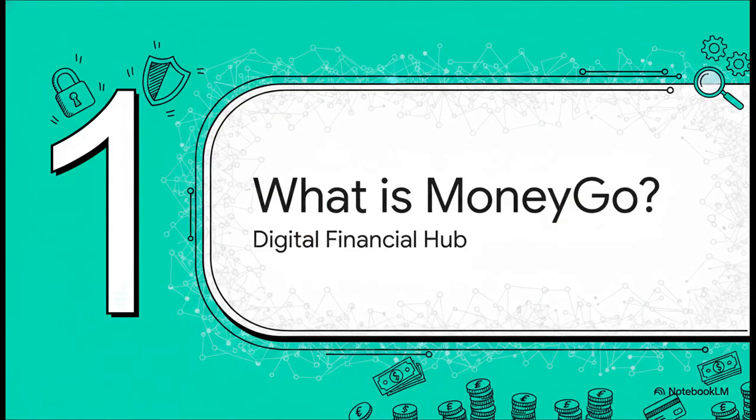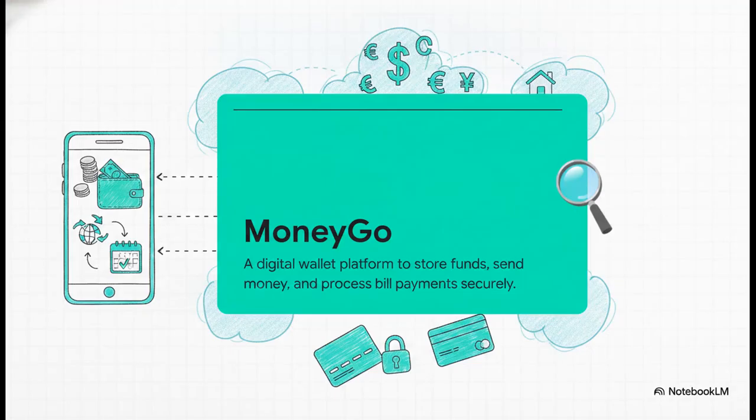All right, Section 1. What is MoneyGo, your digital financial hub? So what are we actually dealing with here? Basically, MoneyGo is an all-in-one digital wallet. Think of it kind of like a central command center for your money. It's a super versatile platform where you can securely stash your funds, seamlessly blast money across borders, and easily handle your everyday bill payments. It essentially takes a bunch of different financial chores and rolls them into one single, easy-to-use app.